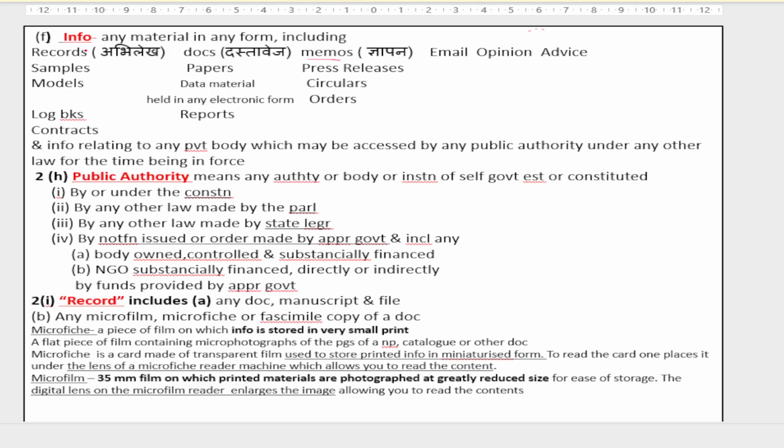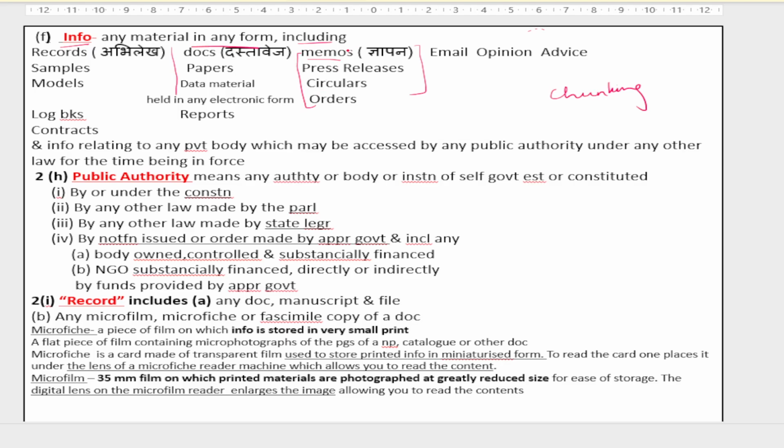Now we come to the next provision, next subclause, very important. What is information under the RTI Act? Information includes any material in any form, including the following. Now all these are covered under information. For ease of memorization, I have clubbed them into separate groups. This is known as the chunking method. So clubbing them into different groups on the basis of certain similarities helps us memorize things faster. So we go to the first group.